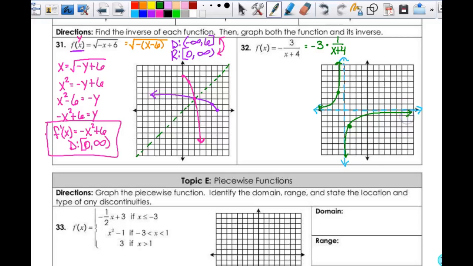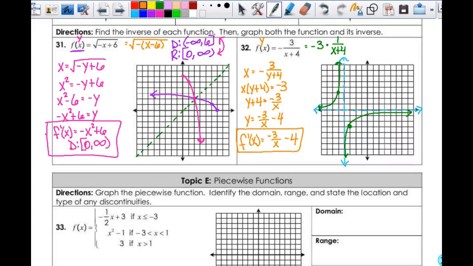Then I have to find the inverse. So when I go to find the inverse here, make that y. So I switch those to get x equals -3 over y plus 4. So I would multiply both sides by this y plus 4, so I get x times y plus 4 equals -3. I'm trying to get y by itself, so now I'm going to divide by x, so I get y plus 4 equals -3 over x. Then I'm going to subtract 4, so y equals -3 over x minus 4. So f prime of x equals -3 over x minus 4. Okay, so there's this.